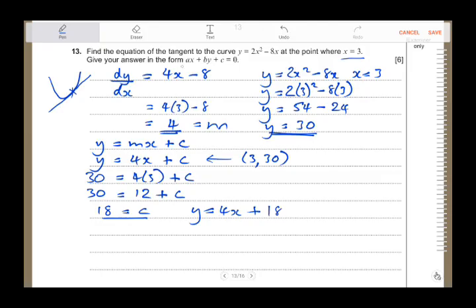4x plus 18. But they want it in the question in the form ax plus by plus c equals 0. They want it in that form. So I need to rearrange this until it looks like that. All I need to do really is subtract y from both sides. This is going to be the quickest, and then swap it round. So if I take y away from that side and take y from that side, I'm going to get 0 equals minus y.